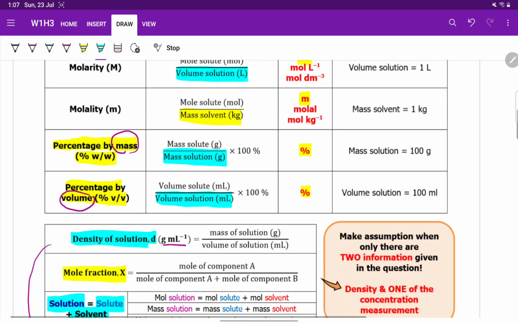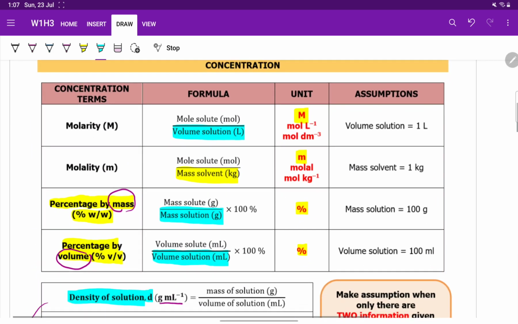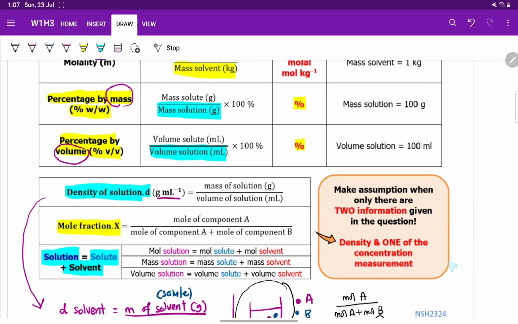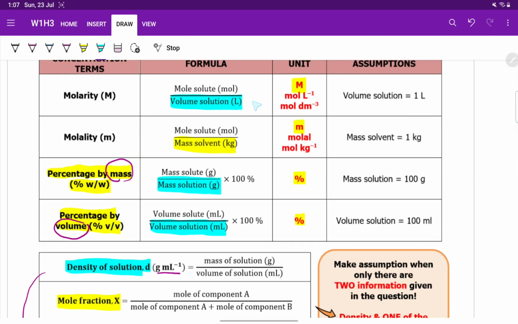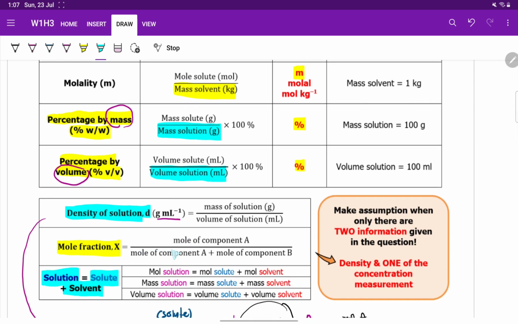Okay, so for now, pada nota awak nampak ada assumption dekat sini. Okay, assumption ni kita tinggalkan dulu. We're going to discuss it for the next hour. Okay, so for this hour, just focus on the equation sahaja, and also this part. Okay, now kita tengok kepada kita punya soalan.